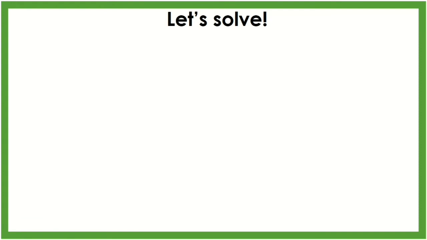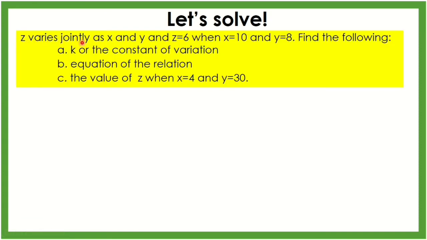Let's solve problems involving joint variation. Z varies jointly as x and y, and z equals 6 when x equals 10 and y equals 8. Find the following. For A, find k or the constant of variation. For B, find the equation of the relation. For C, find the value of z when x equals 4 and y equals 30.